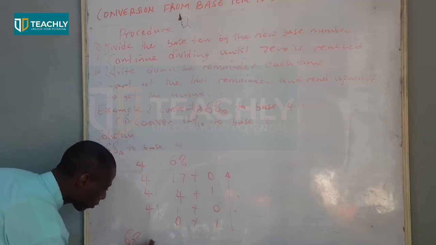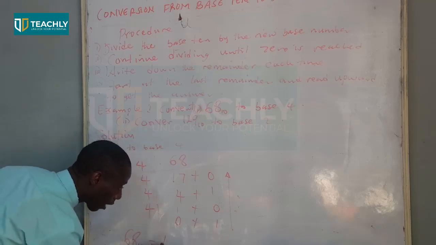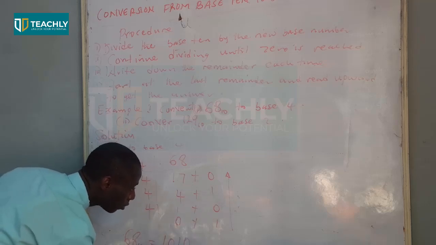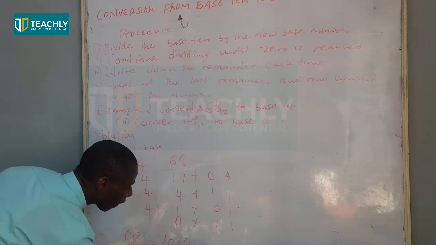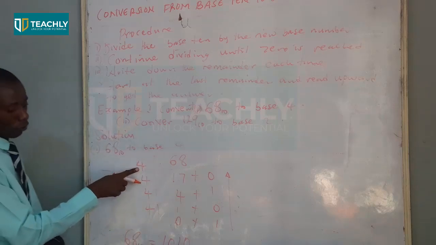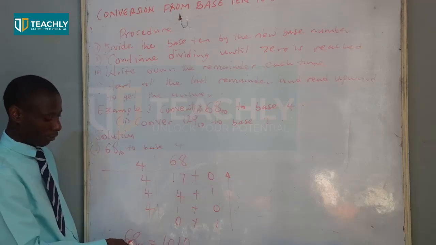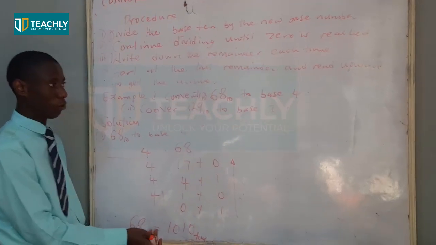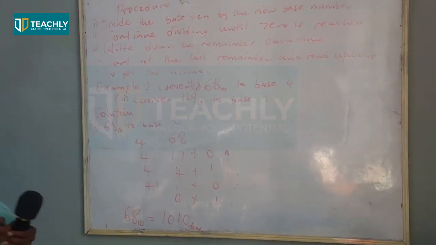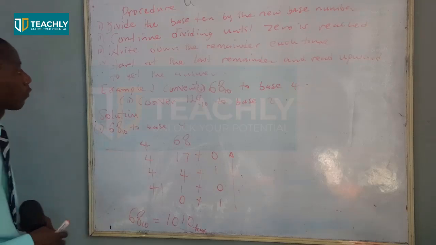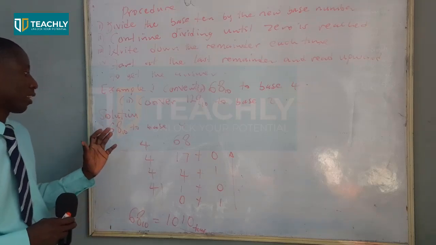Base 10 will be equal to, from the last remainder, we are going to have 1, 0, 1, 0, base what? Base 4. So I'm having base 4 because we are converting to base 4. So the 68 in base 10 is now being expressed in base 4. So that's your answer. That's how to convert a number from base 10 to base 4.